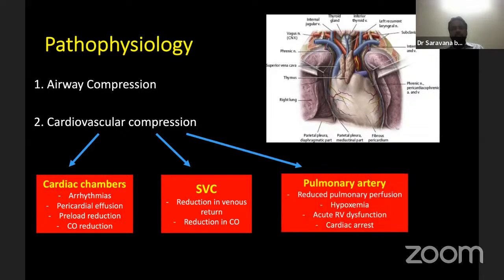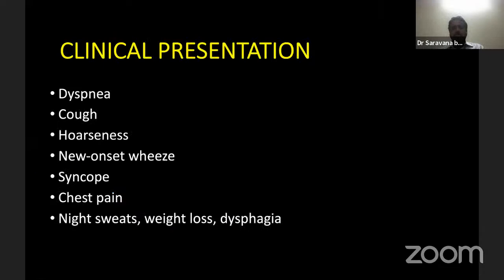So if it compresses the pulmonary artery, there will be reduced blood flow to the pulmonary artery. So the lungs will get reduced blood flow, and the patient will develop hypoxemia because the blood is not oxygenated. It may also increase the afterload to the right ventricle, because the pulmonary artery is the outflow tract of the right ventricle. If it gets compressed, the right ventricular resistance is increased. So the right ventricle may go into acute RV dysfunction, and suddenly the patient may crash. So this is the pathophysiology of patients who may present with an anterior mediastinal mass.